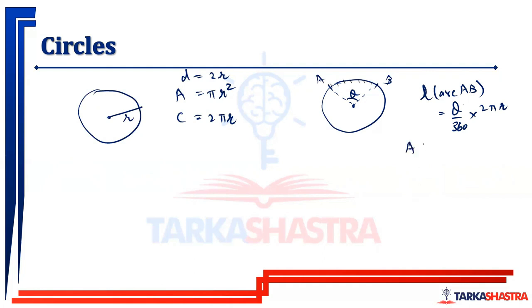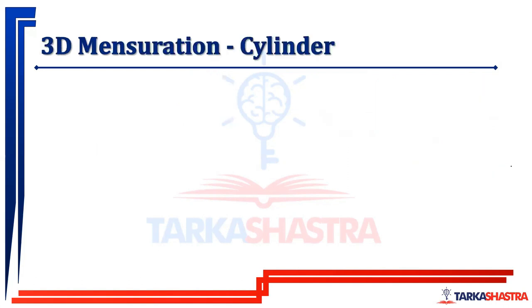Then the area of the sector. Let us say this is O, sector OAB. If I want to find its area, it is theta by 360 into pi r square. That is the area of the sector. Okay. Now coming to 3D mensuration, the first one is our cylinder.